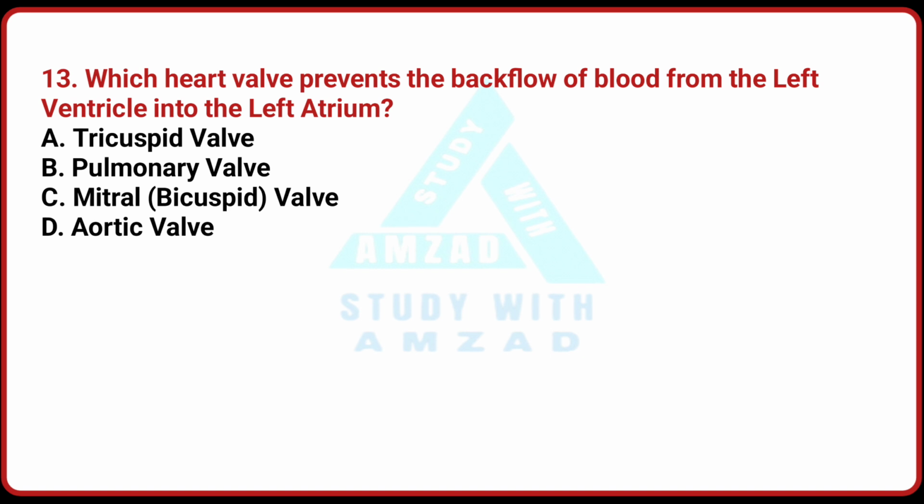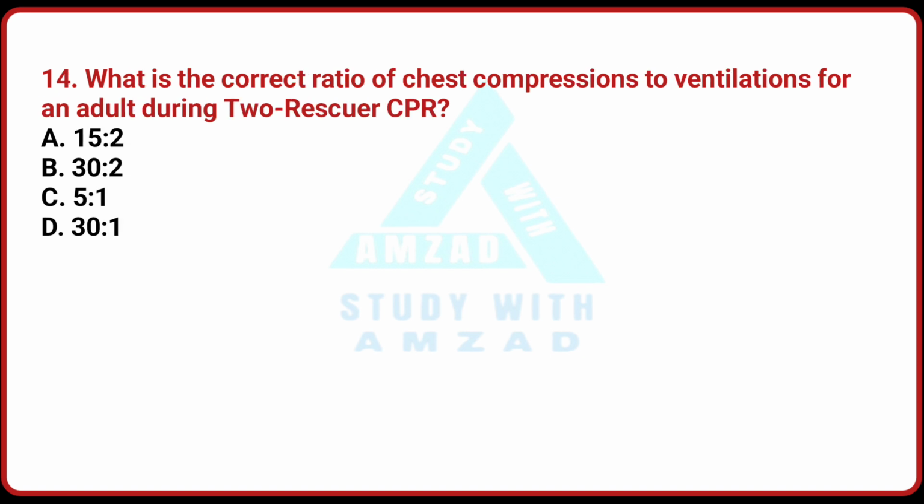Next question. Question number 14. What is the correct ratio of chest compression to ventilation for an adult during 2-rescuer CPR? Option A, 15 to 2; option B, 30 to 2; option C, 5 to 1; option D, 30 to 1.